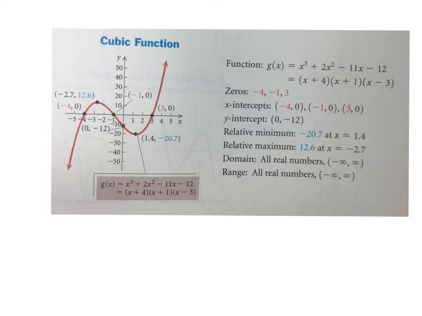A cubic one looks like this one, right? The function is x cubed. Went ahead and wrote the factored form of that, and once you get a factored form, you can write the zeros. Remember, zeros are your x-intercepts. So over here is the graph.